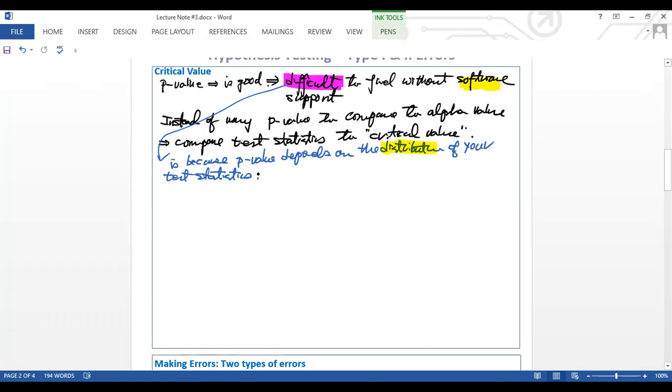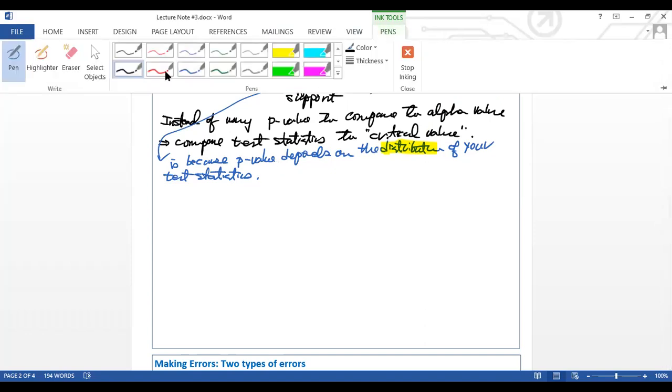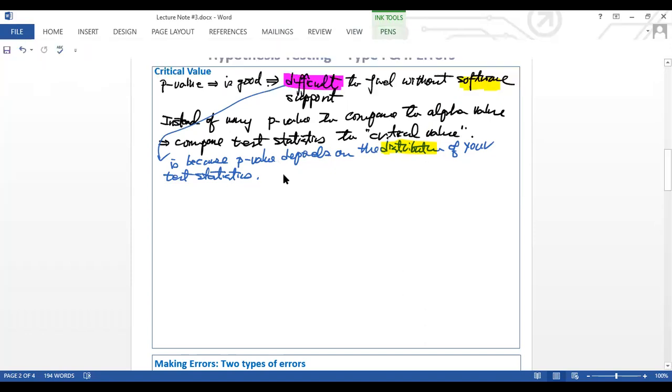And for this method, since we're going to learn it, you should be able to find it. So if you use a TI-84 calculator, it will provide you the p-value. But in general, without a graphing calculator or software, the p-value is not easy. So this is why we're going to find the critical values.